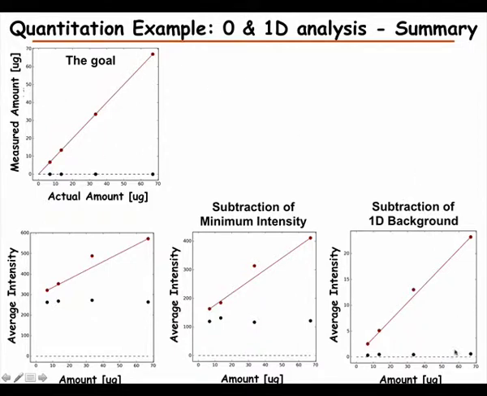Now, this is of course not perfect. It's still a little bit of background here, and the more we can remove that, the better. And also the other thing is that there seems to be a little bit of a saturation. It's difficult to tell because there are so few points, but probably we remove a little bit too much and underestimate at high amounts.